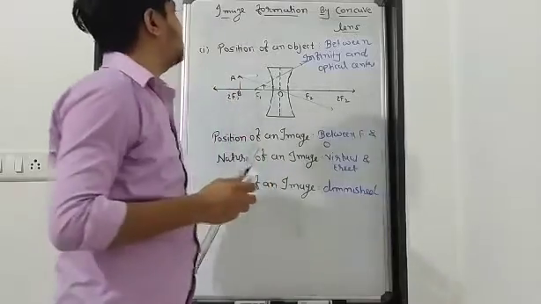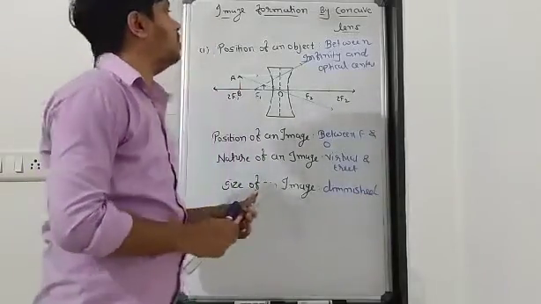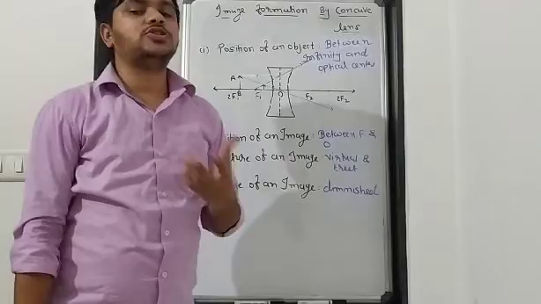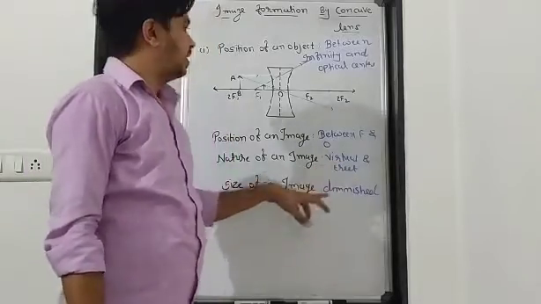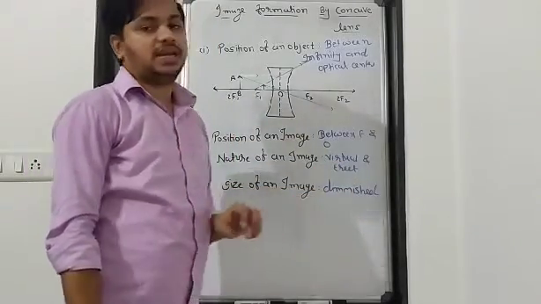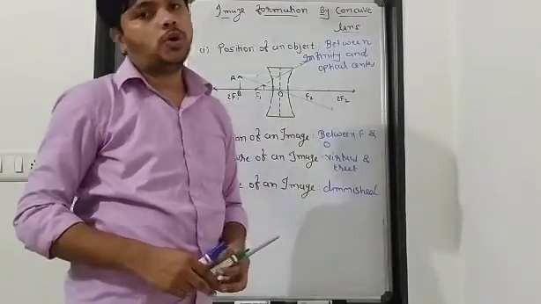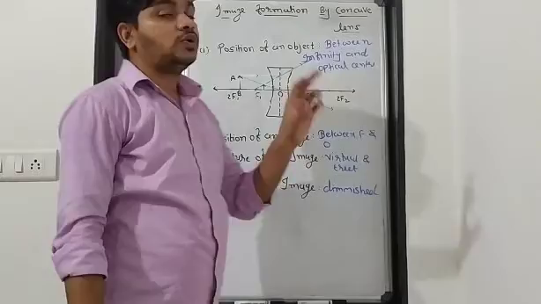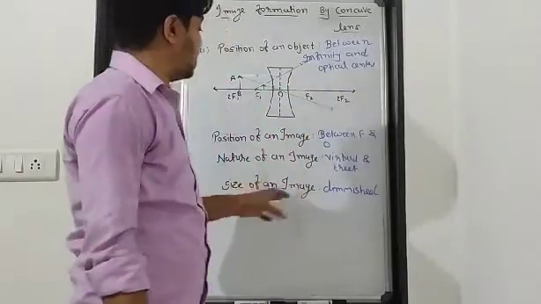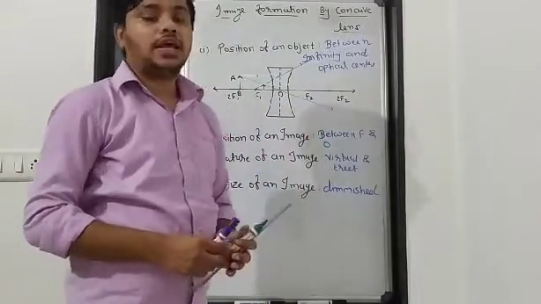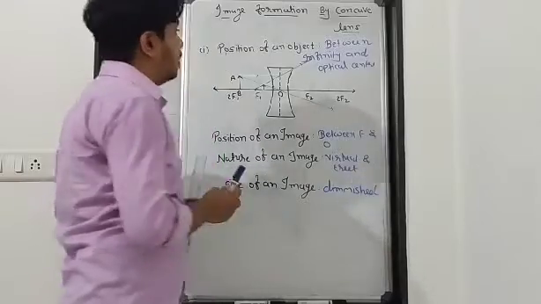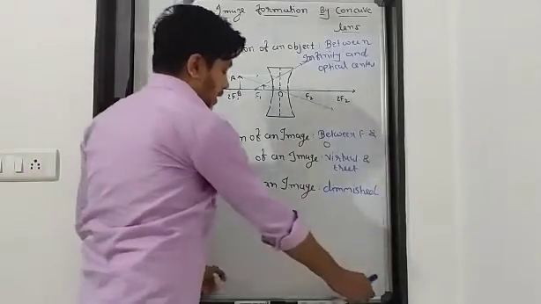So you can see here, there are two types of image formed by this mirror. The type is only one, which is virtual. But it can be highly diminished or diminished. And it can be at F or between F and O. Right? So, for two different positions of an object, we get two different positions of an image. So, here it is, image formation by concave lens.